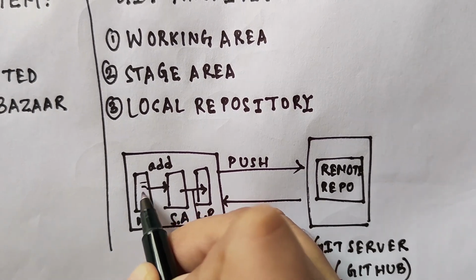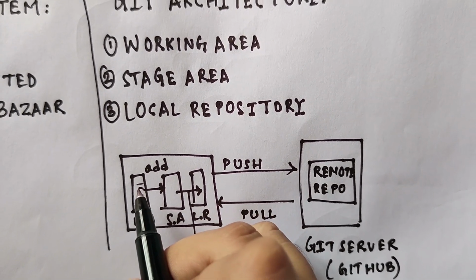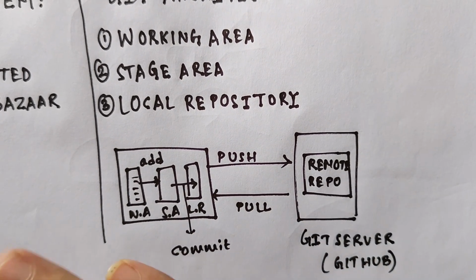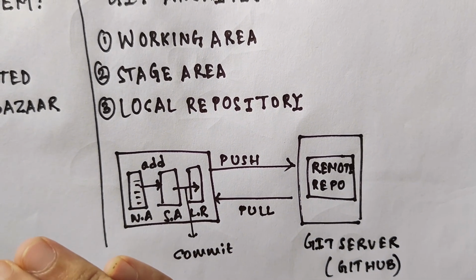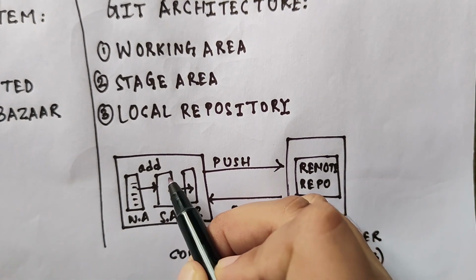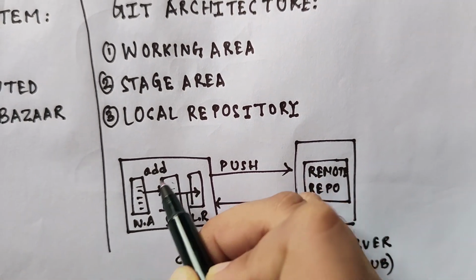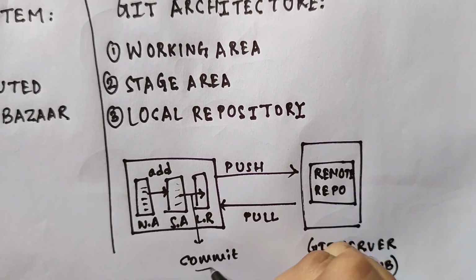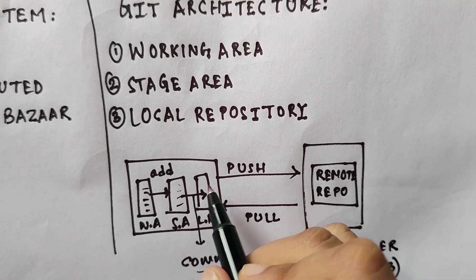The work we are doing is in the working area. When the work is completed, we are sending it to the stage area. We are saying our work is completed and it is ready for the local repository. So we are adding those files in the stage area. After the stage area, the work is committed and then it is sent to the local repository.